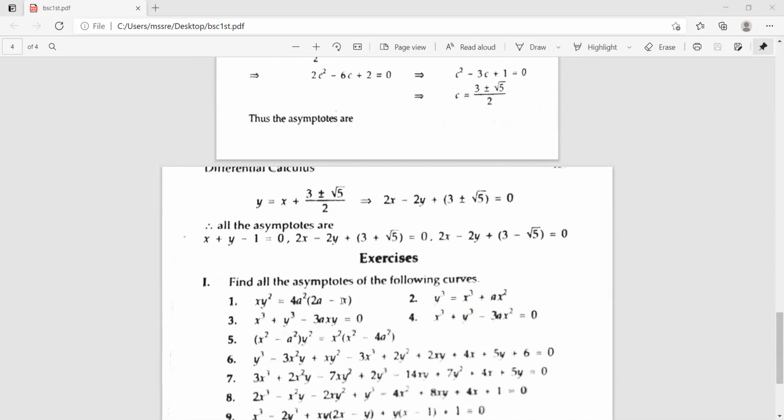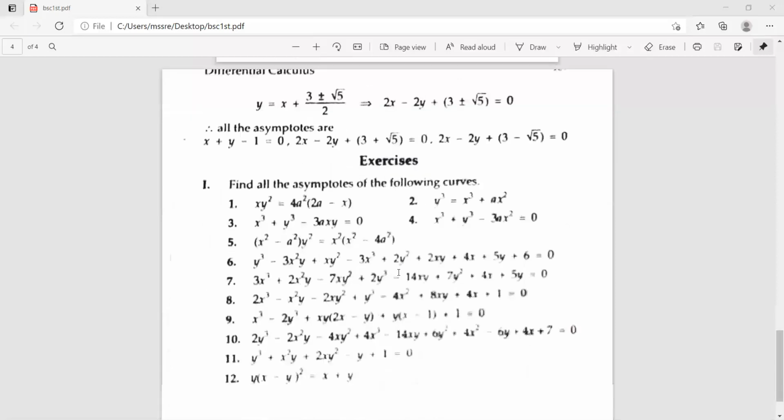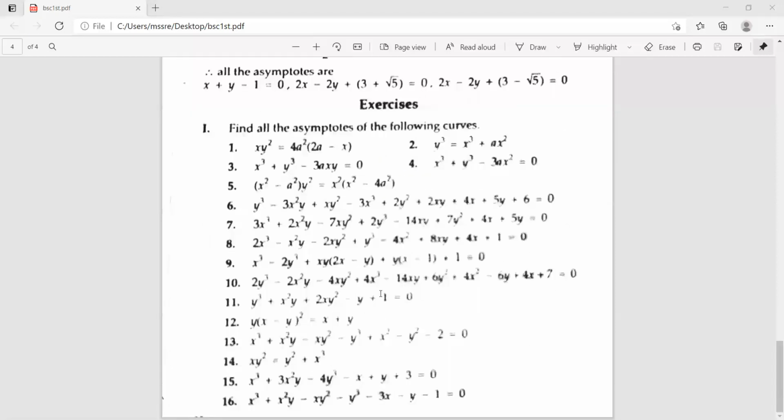You work out these problems. You have to find not only oblique asymptotes for these problems, but also the asymptotes parallel to the coordinate axes, that is parallel to the x-axis and the y-axis, and oblique asymptotes. If you have any difficulties in working these problems, please inform me so that I will work them out and place them on the screen. So in the next class, tell me which problem is very difficult for you to solve.